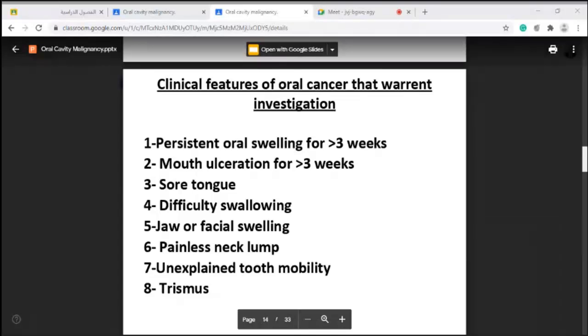So unexplained tooth mobility is also one of the clinical features of a presentation of cancer of the mouth, oral mucosa, or trismus. So these are the clinical features of oral cancer that were in investigation.